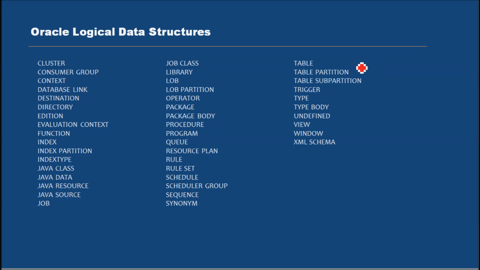These comprise a full list of Oracle logical data structures, and in subsequent lessons you will get to know what is what. For example, table is a logical data structure, and index, we have function, package, package body, procedure, everything is part of Oracle logical data structure.